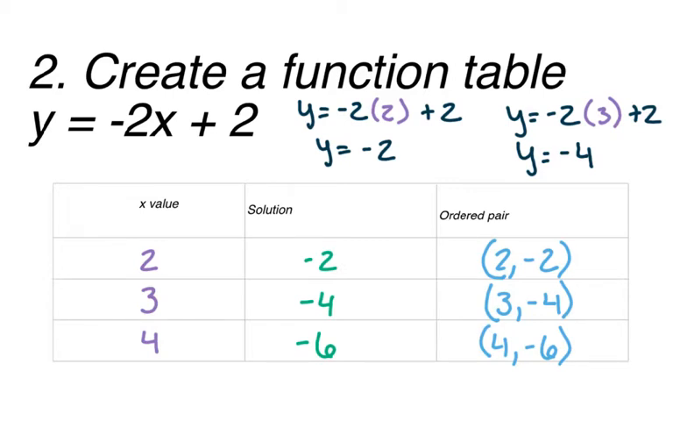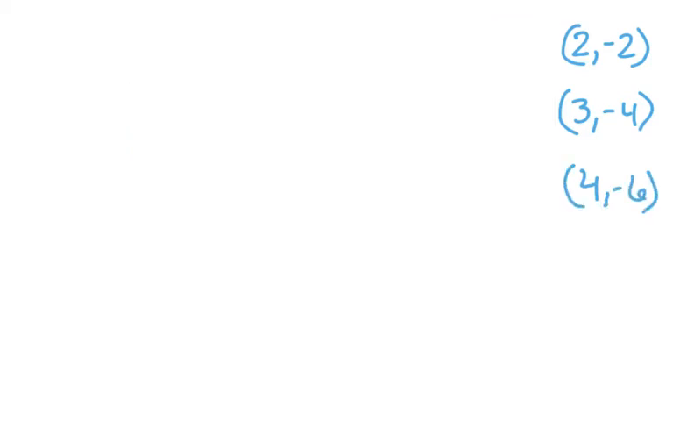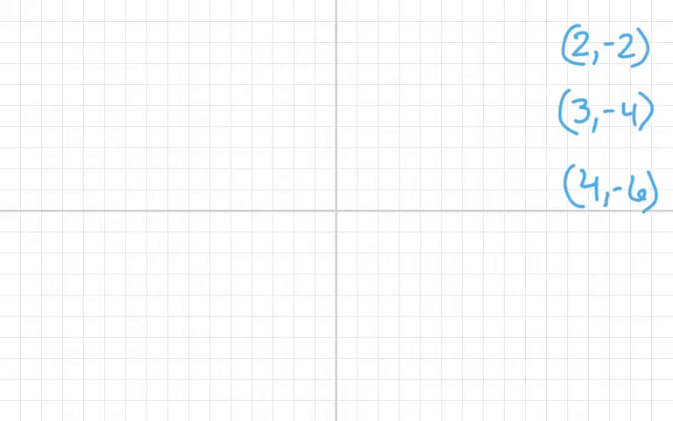So now let's go ahead and graph those. So I've got (2, -2), (3, -4), and (4, -6). Okay, so when I put these on the graph, they should form a straight line. So (2, -2), (3, -4), and then (4, -6). And you can see that it did indeed form a straight line. And then we connect them. You should use a ruler to connect yours to form a nice straight line, but I'm not really capable of doing that here. So that's what our line would look like there.